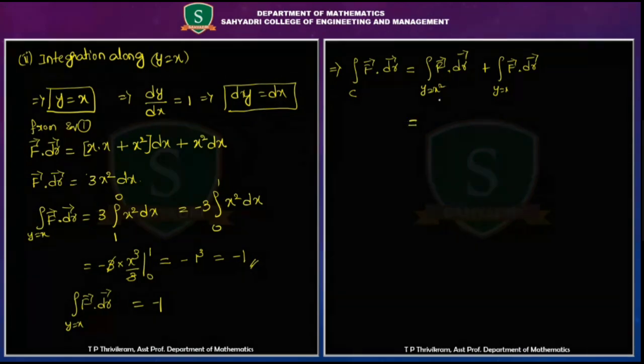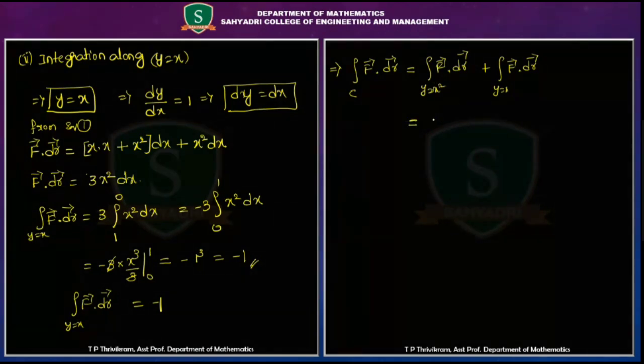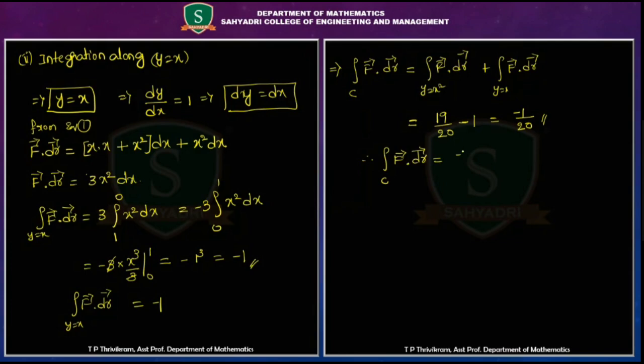So this one is equal to how much you'll get? This is 19 by 20, minus 1 you got. So this one is equal to how much you'll get? Minus 1 by 20. Therefore, the integral around C of f dot dr, you got the value as minus 1 by 20. So make a note of this one.